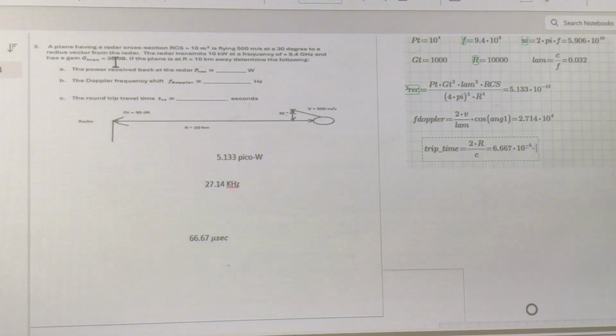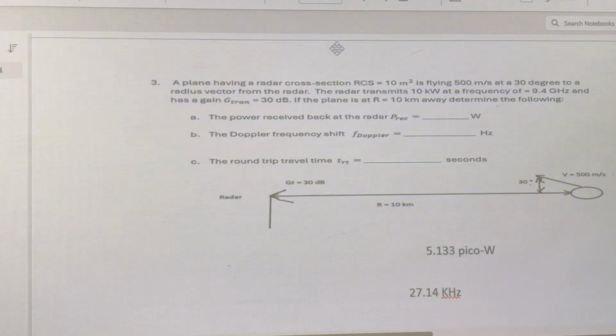Right here, a plane having a radar cross-section of 10 meters squared is flying at 500 meters per second at a 30-degree angle to the radius vector from the radar. The radar transmits 10 kW at a frequency of 9.4 gigahertz and has a gain of 30 dB. If the plane is at 10 kilometers away, determine the following. The power received back at the radar.